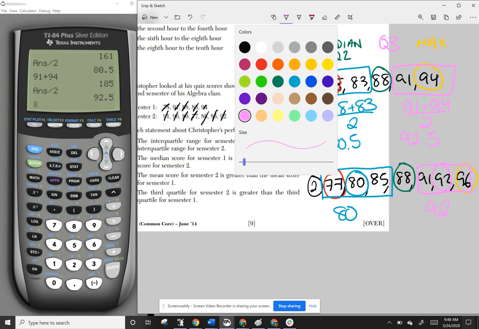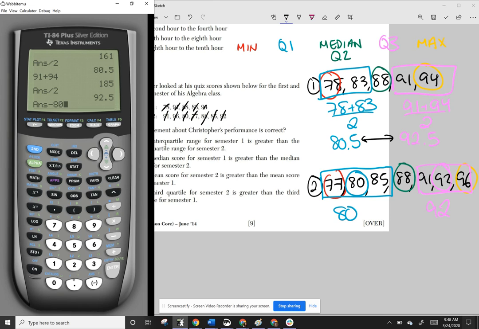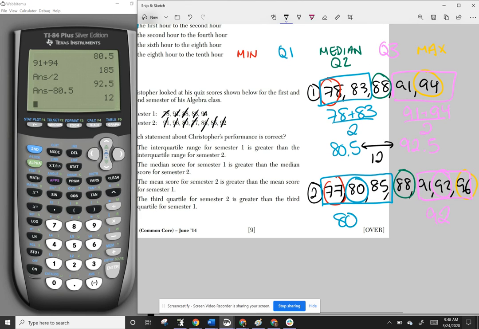And now the interquartile range is very similar to something you may have heard before. It's kind of like the range, but it's the range of just the quartiles, right? So the interquartile range of the first semester is going to be 92.5 minus 80.5. So for the first semester, we get 12, which is the interquartile range, or the IQR. For the second semester, that one's a little easier to do. We also get 12.